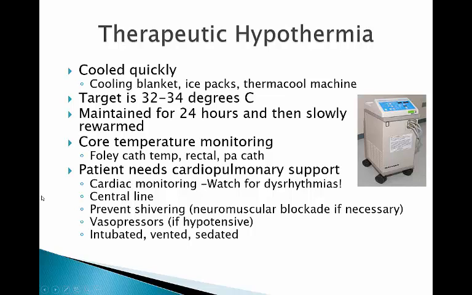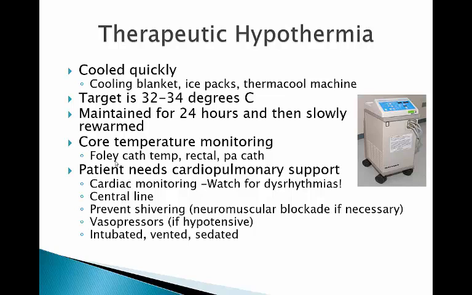We usually maintain therapeutic hypothermia for about 24 hours, and then we rewarm them usually for about 24 hours. So we monitor core temperature. We can monitor their temperature through the Foley catheter. We can use a rectal temperature, or we can use something called a PA catheter, or a pulmonary artery catheter, or you might know it as a Swan-Ganz catheter as well. We don't use those as much anymore, but it could be used. But usually, where I worked, we used the Foley cath temperature probes, which is nice because then it's just one less probe you have to put in your patient.